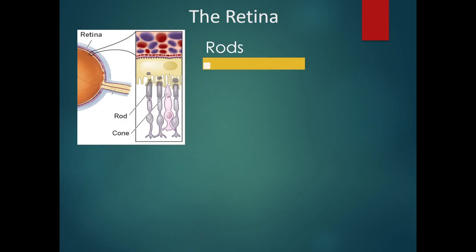So rods, their advantage, their special skill is that even in low levels of light, they are still sensitive. So at dusk or after dark, your rods are going to be collecting most of the light that you are able to process. They have lower acuity. You're not going to be able to see as clearly in dusk or dark conditions as you could in bright light, because your rods don't collect very much information.